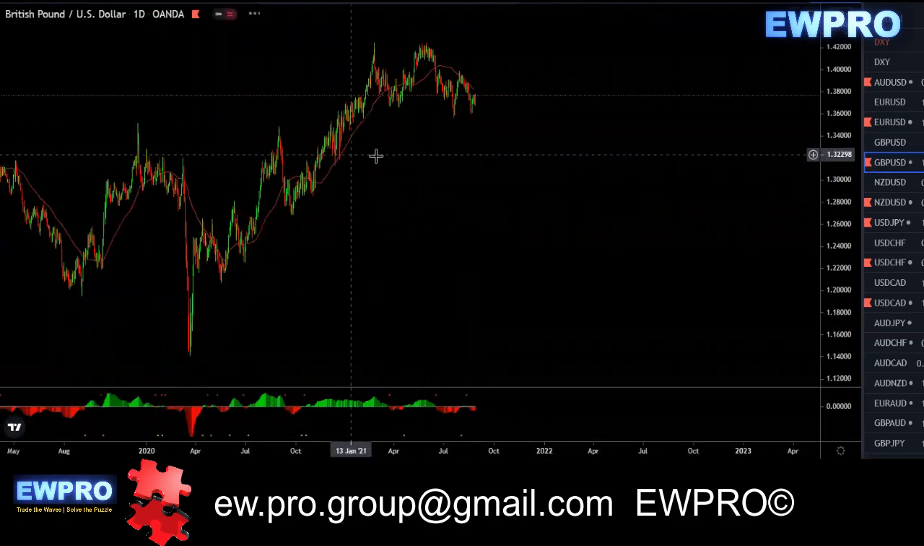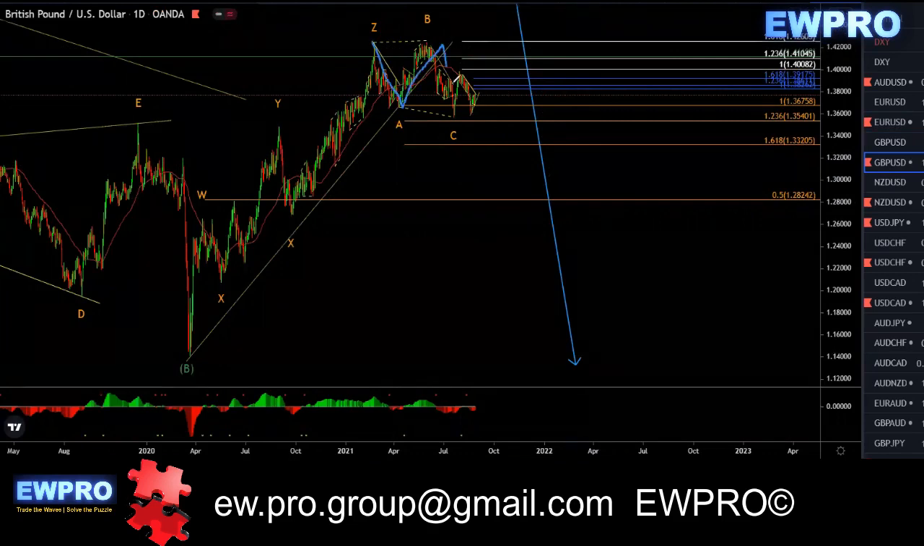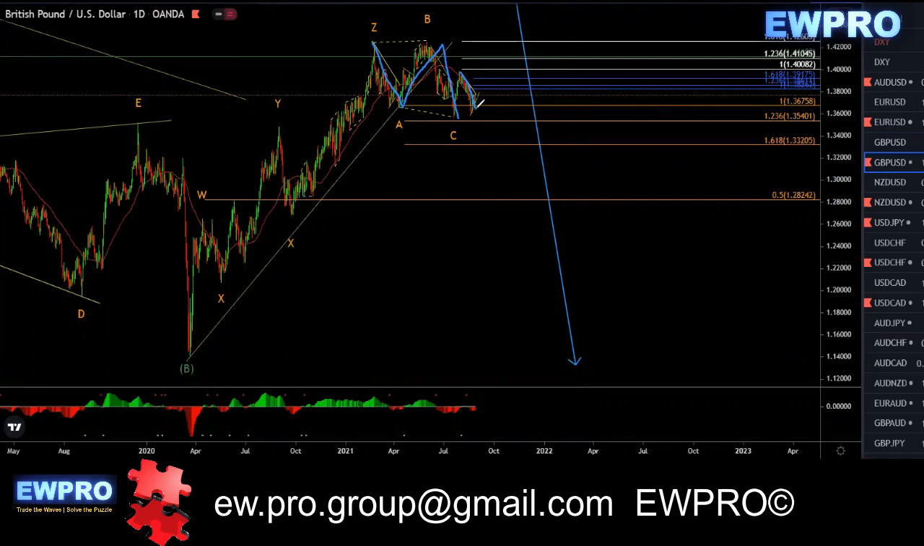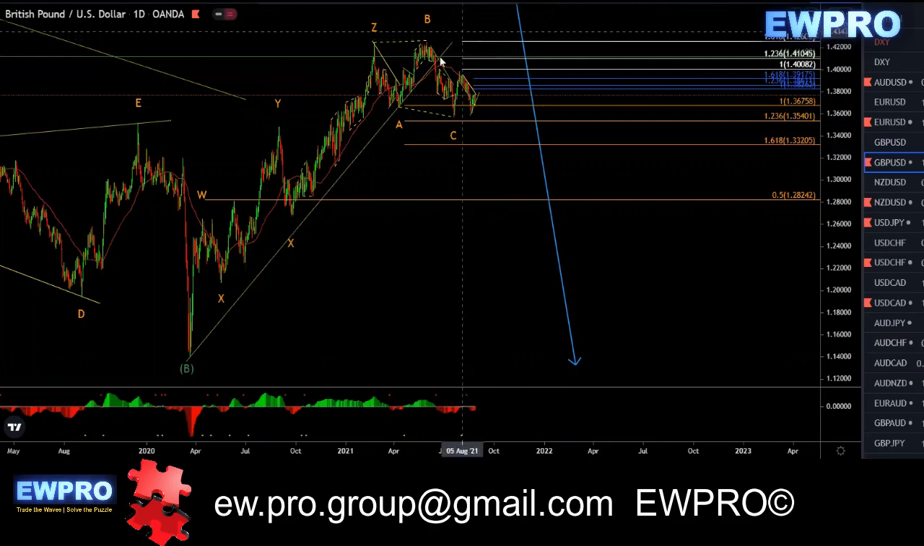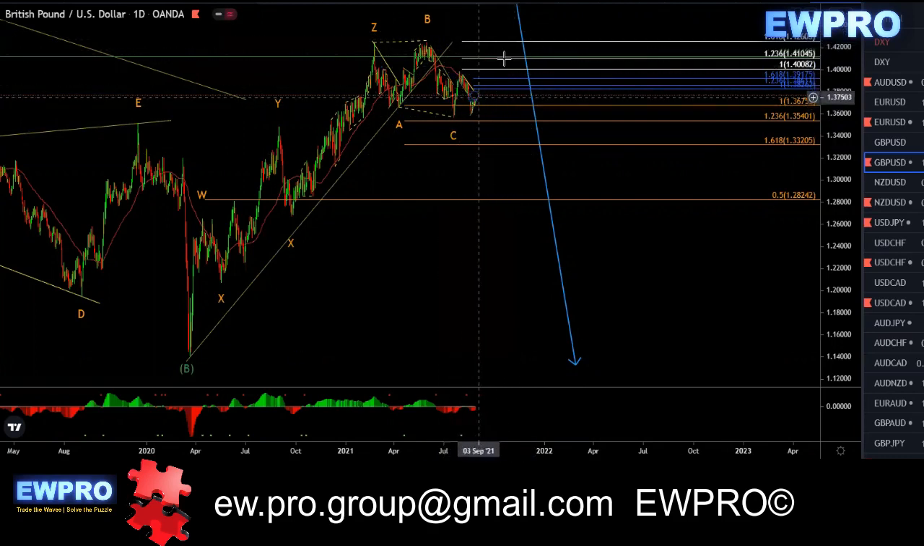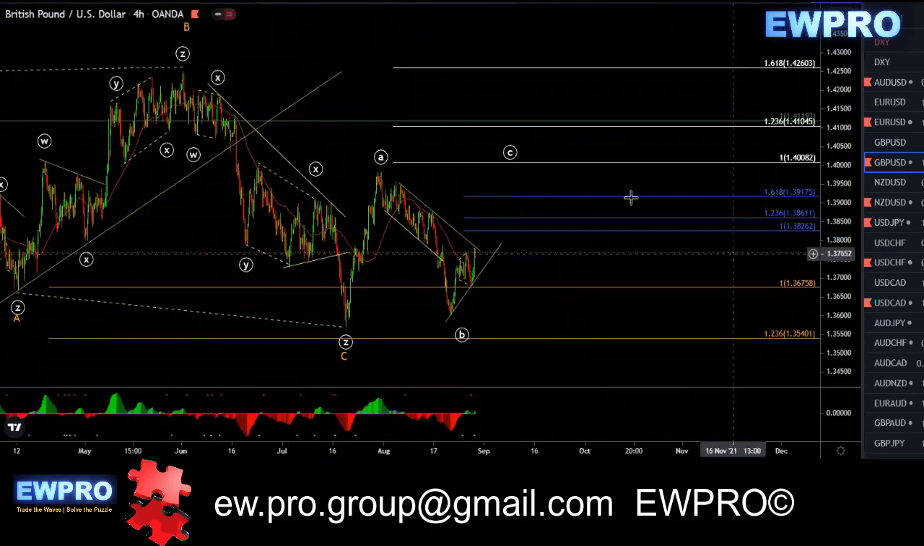GU on the daily, again, we got that ABC. This has come back really deep in here, which you don't really like, but it still can go. This may be the end of wave C here, or it may turn more complex, but we're looking for the buy, like last week.